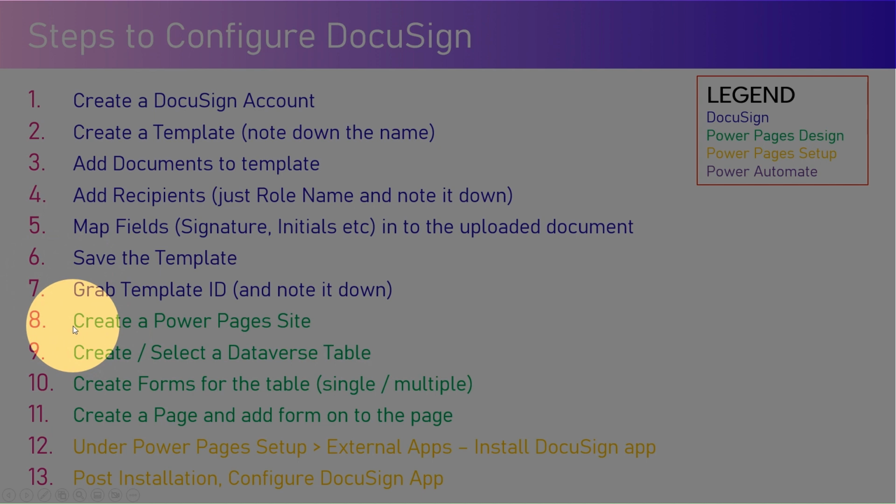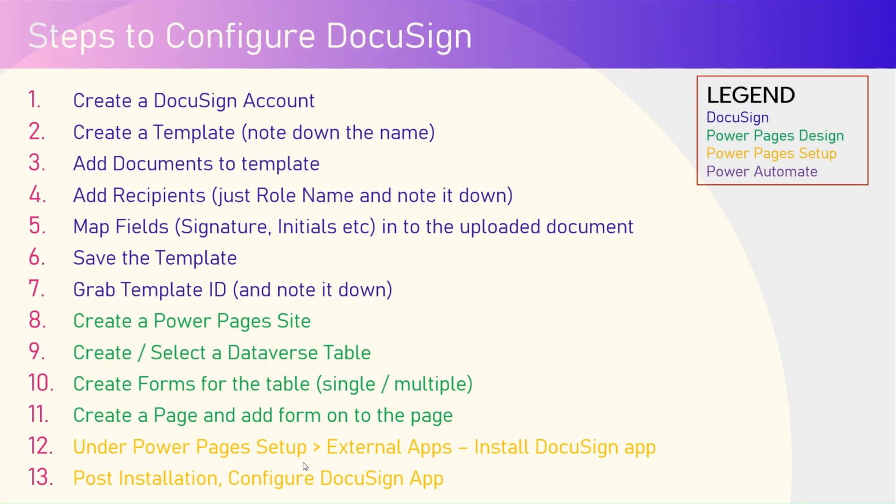Now, for the Power Pages site, you need to create a Power Pages site. You need to create a selected database table for which you want the e-signature. You create forms for the table, single or multiple. You create a page and add the form onto the page. Under Power Pages setup, you need to go into external apps and install the DocuSign app if it is not installed. Post installation, you need to configure the DocuSign app.